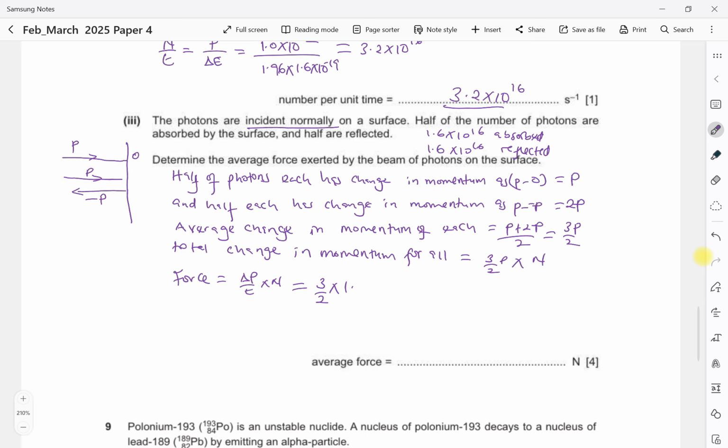Okay, times the momentum of one photon, then times the number of photons, which is N over t, which is 3.2 times 10 to the power of 16. N over t is this.